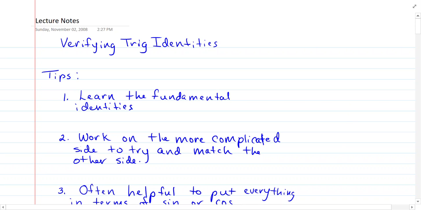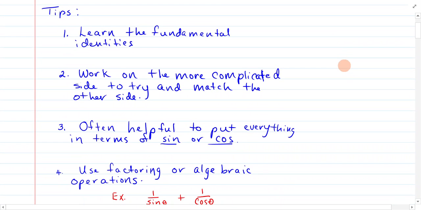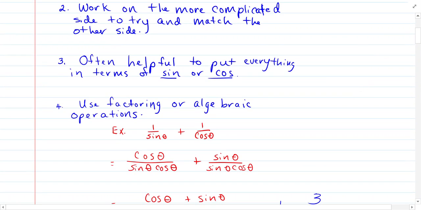So a few tips. Learn the fundamental identities. The better you know them, the easier this will be. Number 2, work on the more complicated side to try and match it to the other side. So you'll only work on one side. You won't touch the other one. It's often helpful to put everything in terms of sine or cosine. We've done some of that in section 5.1.